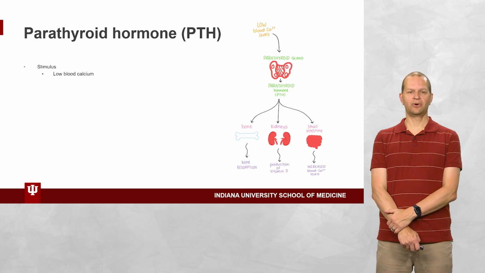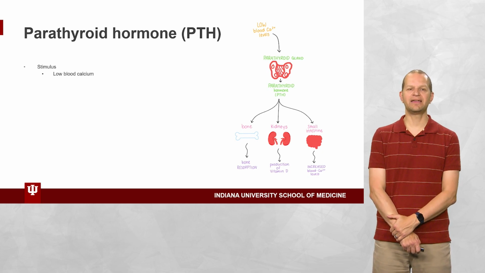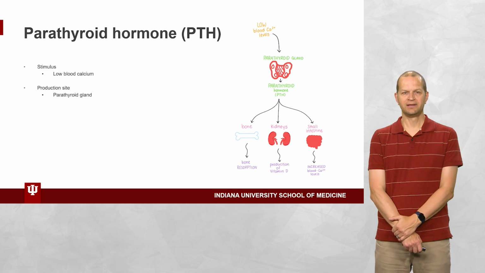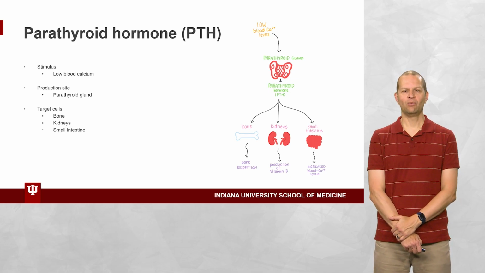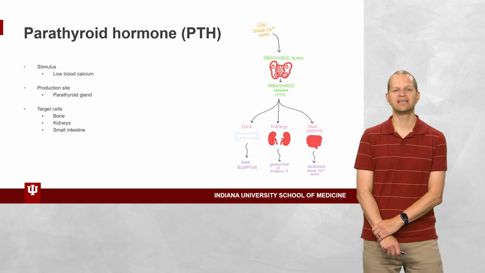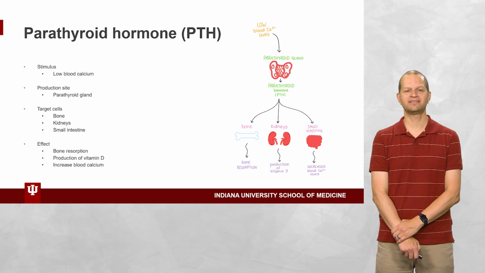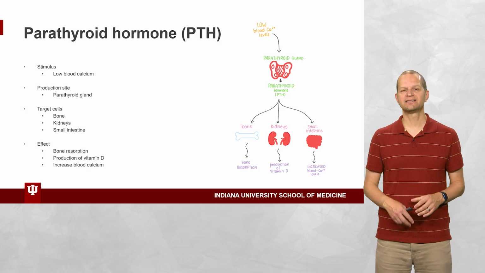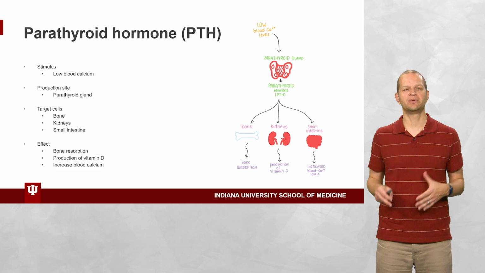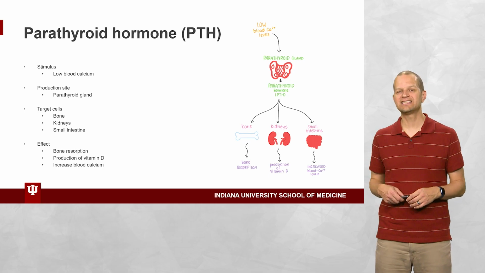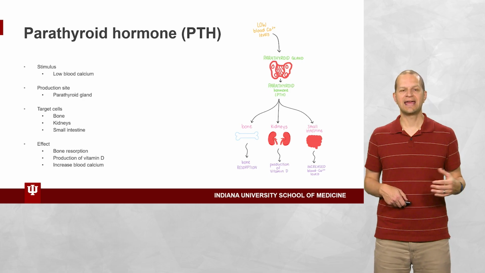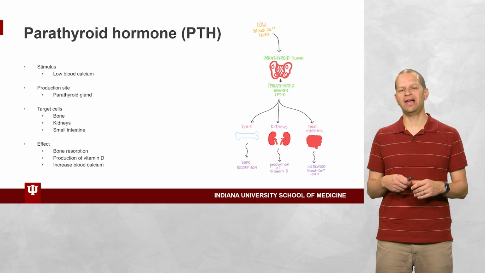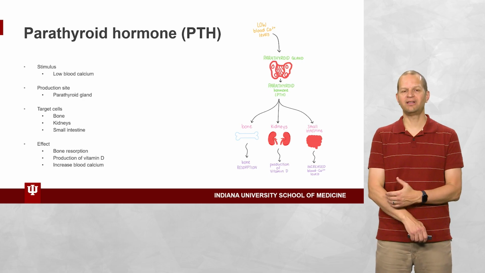Next, we've got parathyroid hormone. Okay, this is stimulated by low blood calcium. Okay, unsurprisingly, this is produced in the parathyroid gland. And what it does is it targets the bones, kidneys, and small intestine because all three of these locations can help increase blood calcium. And so what happens is parathyroid hormone causes calcium to be released from the bone. It causes the kidneys to produce vitamin D, which helps with calcium reabsorption. And it also targets the small intestine, which will help pull calcium out of the small intestine and into the bloodstream.